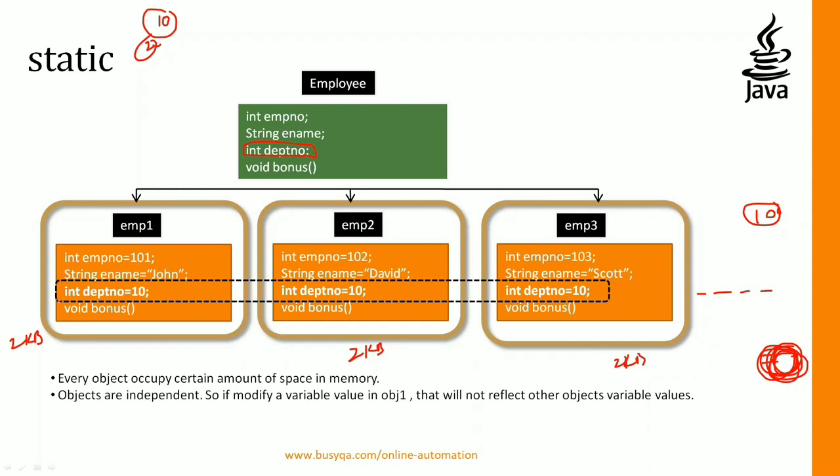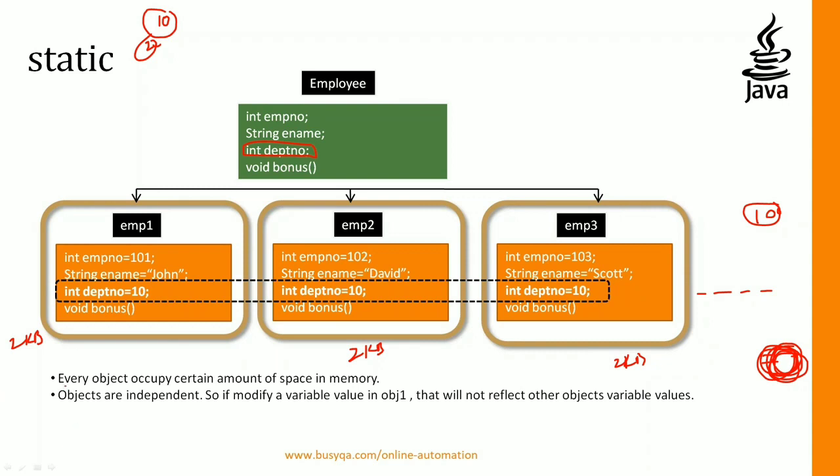One is that it will occupy a lot of memory. The second thing is, if suppose tomorrow any change happens, then that change should affect all other objects. But we need to go and modify each and every object. So that is a problem. To overcome these two problems, static will come into the picture.